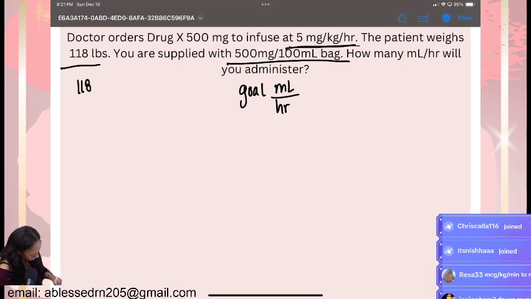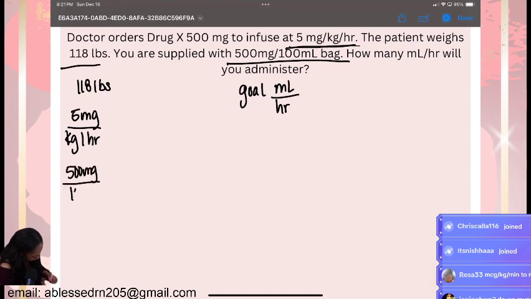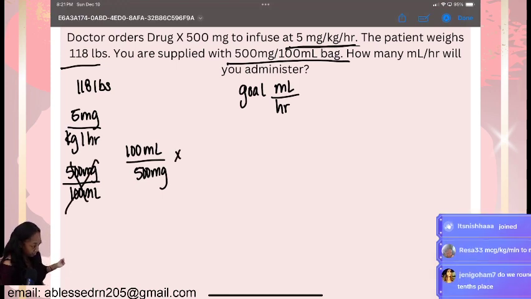So our patient weighs 118 pounds. Our order is 5 milligrams per kilogram per hour. And then our medicine comes in a 500 milligram, 100 mL bag. So if we're looking for mLs, I'm going to start with mLs. So that's 100 milliliters over 500 milligrams. Gone and crossed out, okay? Now we got milligrams on the bottom, so we need to put milligrams at the top. So that'll be right here. So 5 milligrams per kg per hour. Milligrams are crossed out, and we use that.